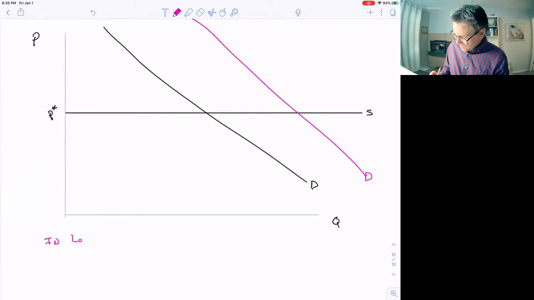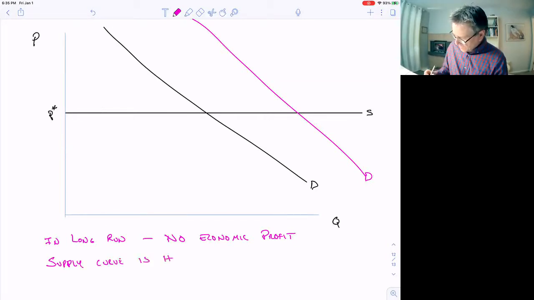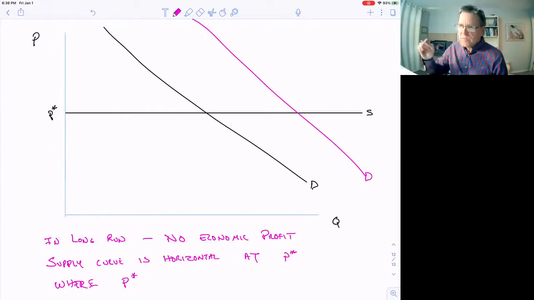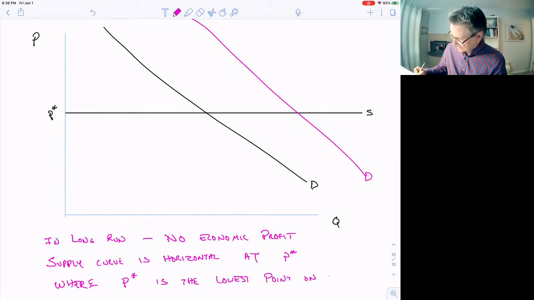So in the long run, no economic profit. And that means the supply curve is horizontal at this price P star, where that price P star is at the lowest point on the average total cost curve, and where no firm is making a profit or loss.